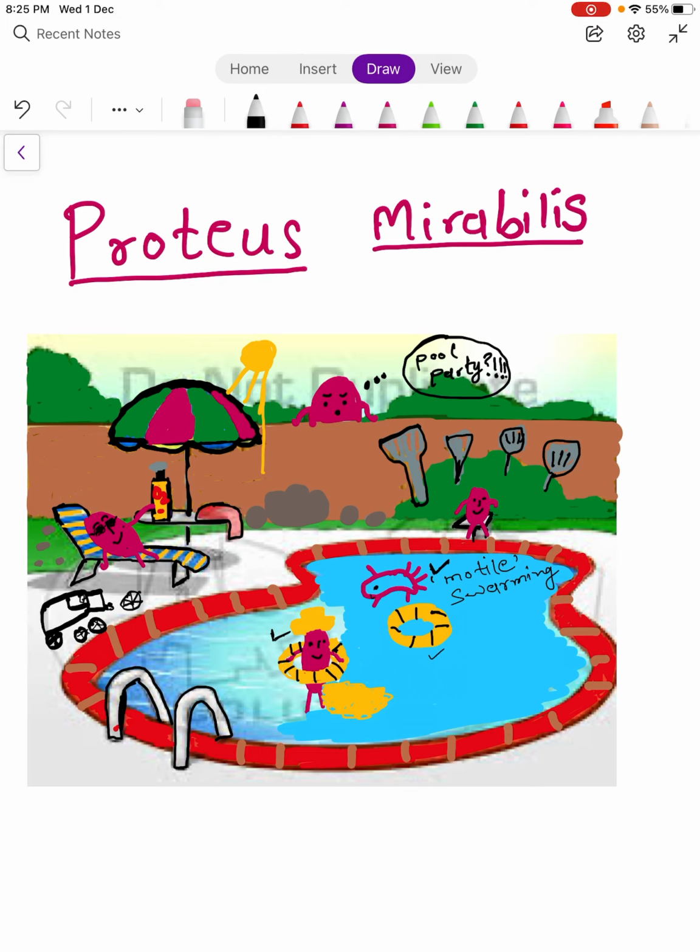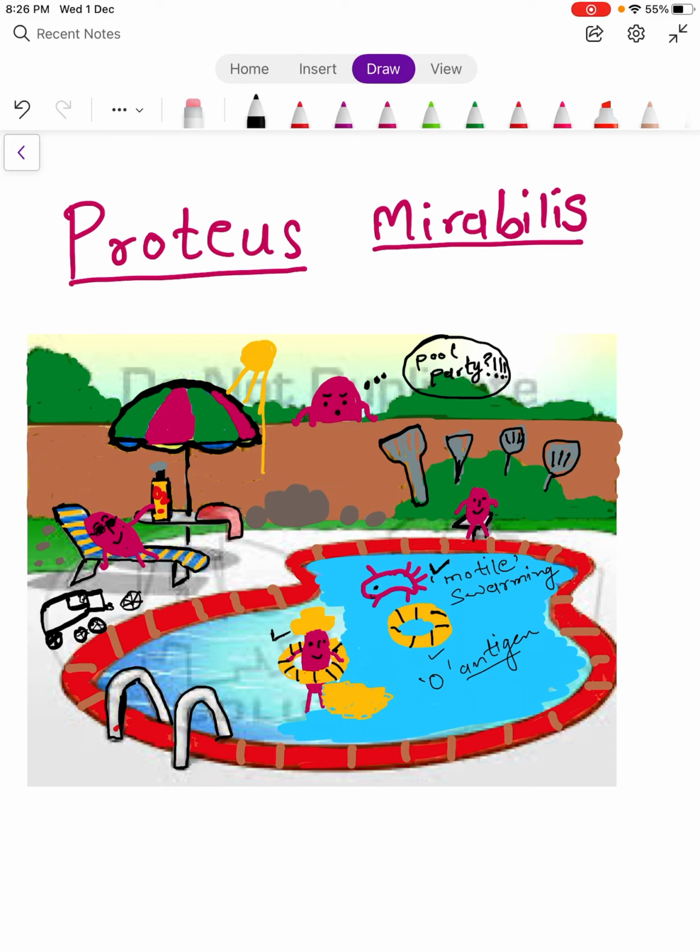Then you can see this swimming tube. This is O shaped. This I have drawn to make you remember the O antigen, which is used in Weil-Felix reaction for detection of this Proteus mirabilis. So Weil-Felix is a test that is used for Proteus mirabilis.